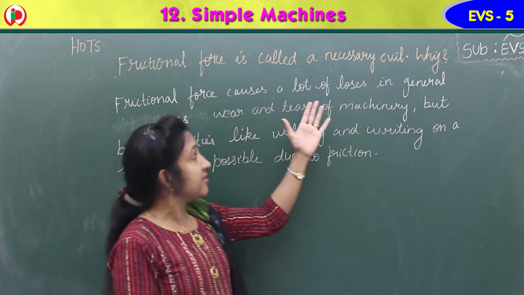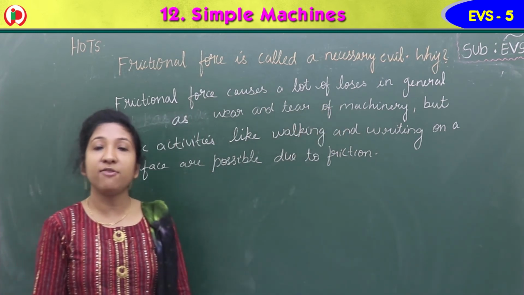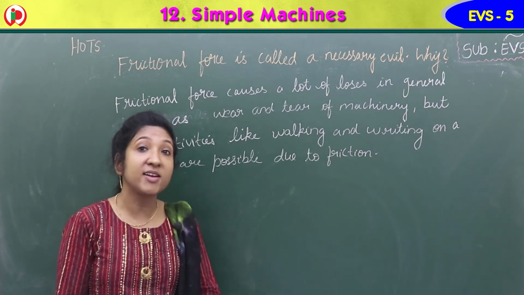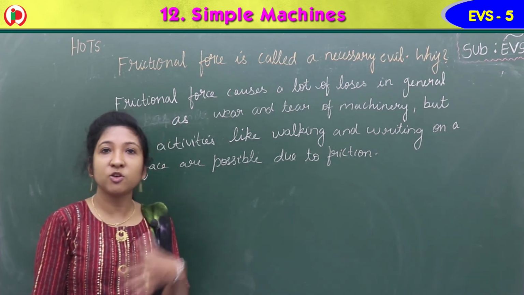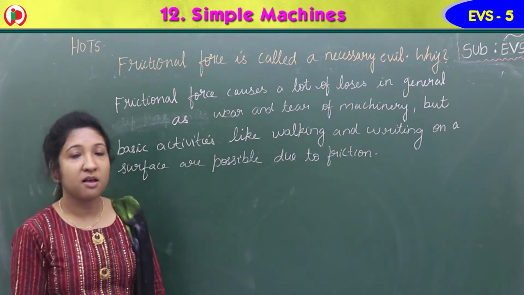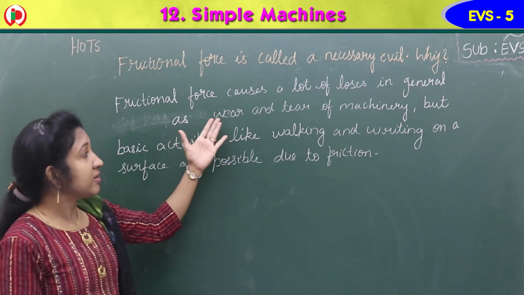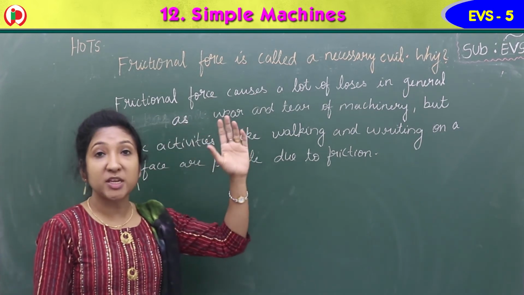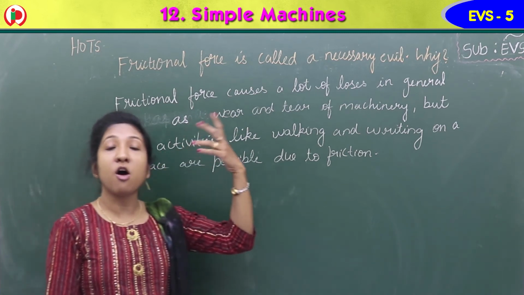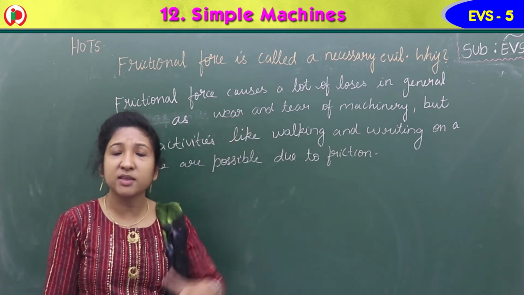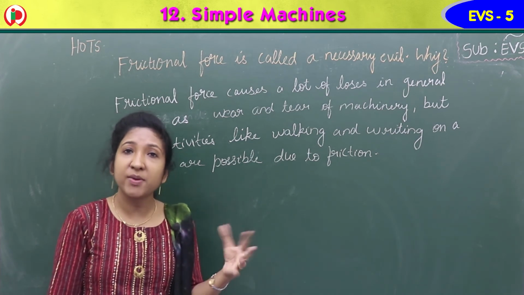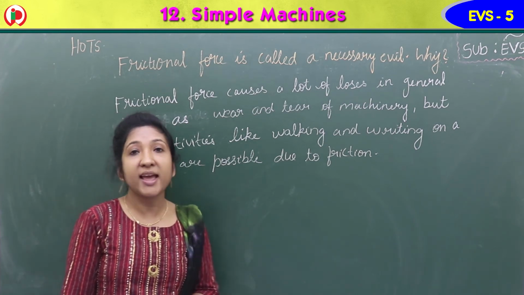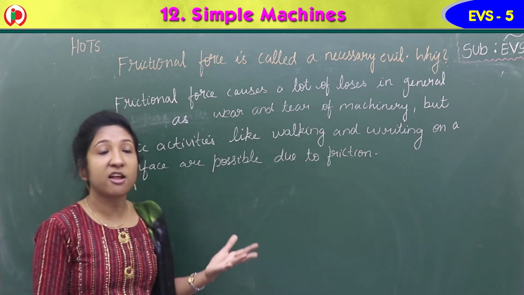Frictional force is called a necessary evil. Why? We need frictional force, but at the same time it causes some problems. That's why it is called a necessary evil: good at the same time, bad in some cases. Why? Frictional force causes a lot of losses in general, such as wear and tear of machinery. It means if we overuse the machines, keep on using them, naturally damage is caused. So that is one loss that frictional force can create.